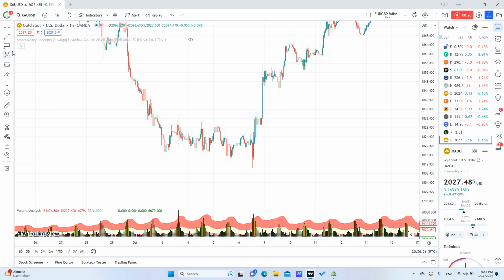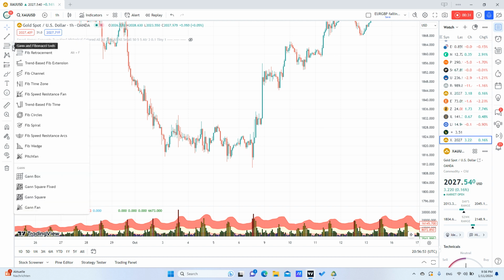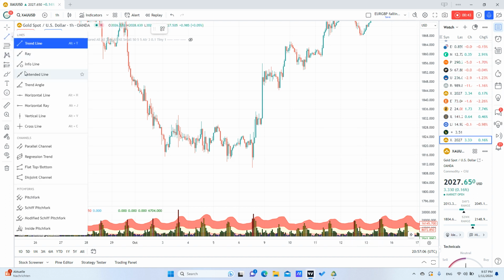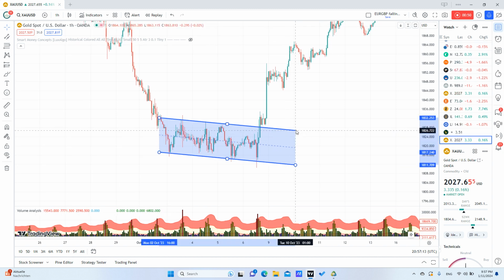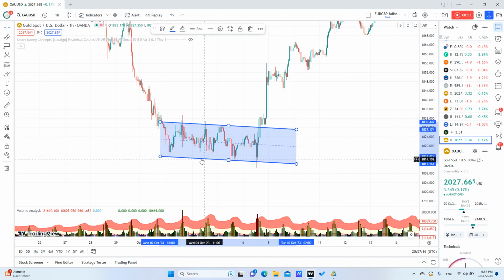As you can see here, price started to accumulate in this area, which was previous support at 1818. I will try to mark it with this channel here. So it was a very clear accumulation. First support, second support, and then the spring, and then it went up from 1880.